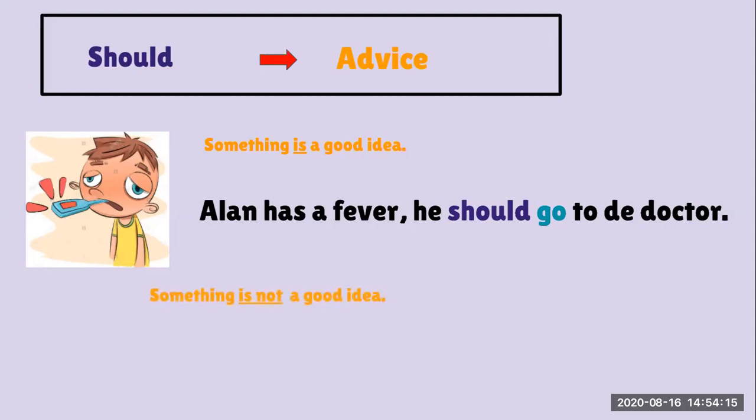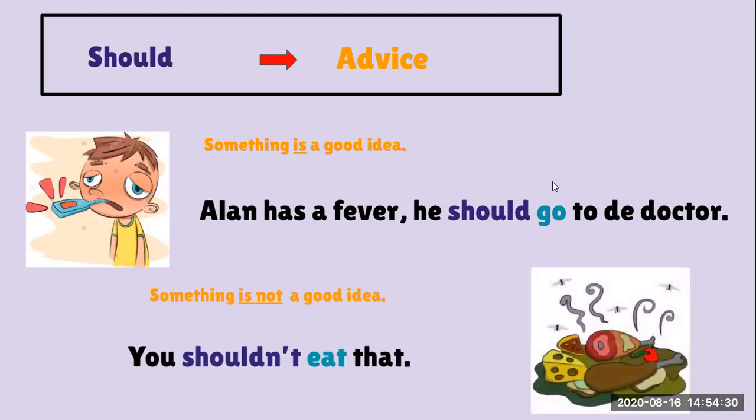And then we have here, something is not a good idea. When we are going to talk about something that is not a good idea, we use the negative form of should. So shouldn't. You shouldn't eat that. Okay, we can see here in the example, maybe we think that the food is awful. So that's why we say you shouldn't eat that. Okay, let's move to the next one.